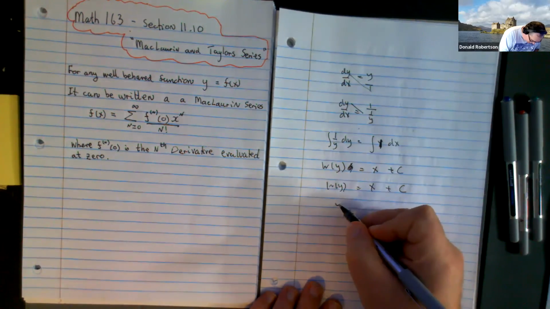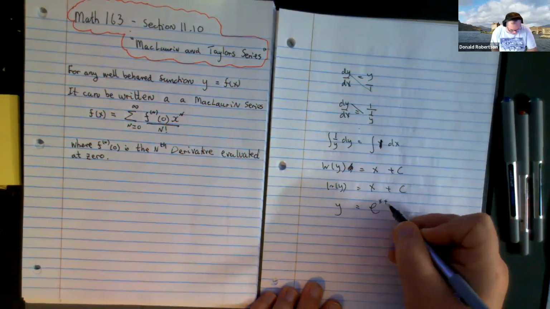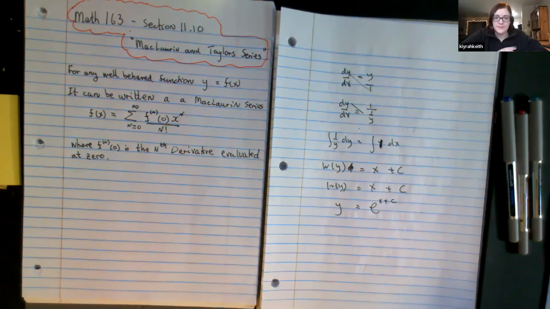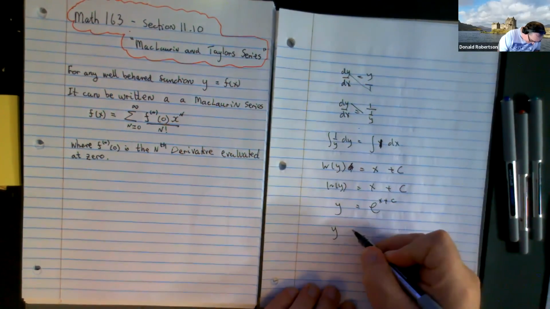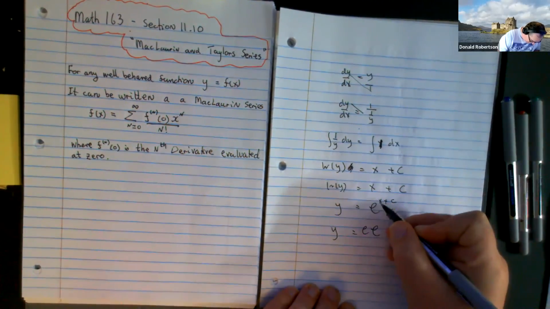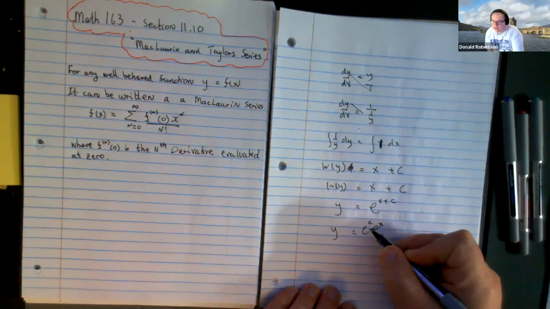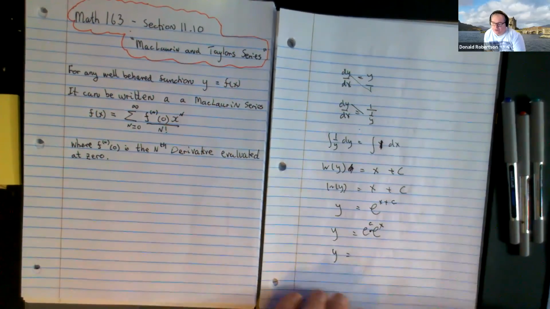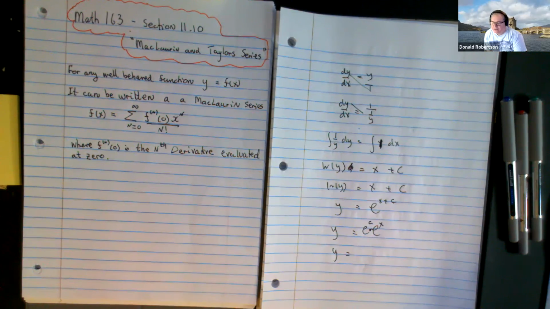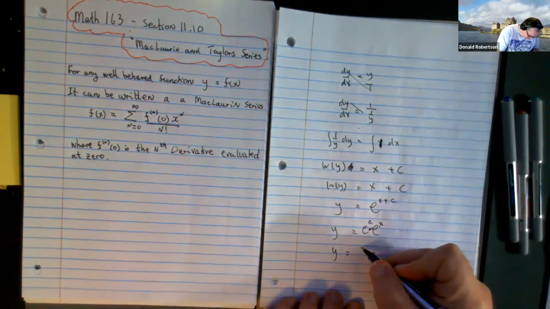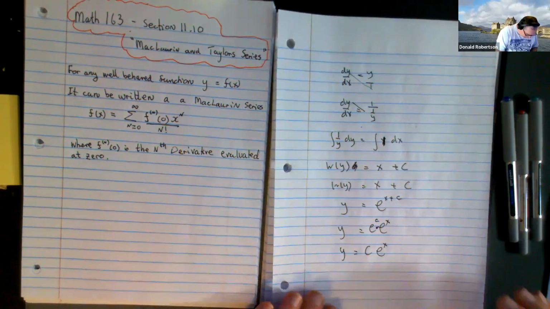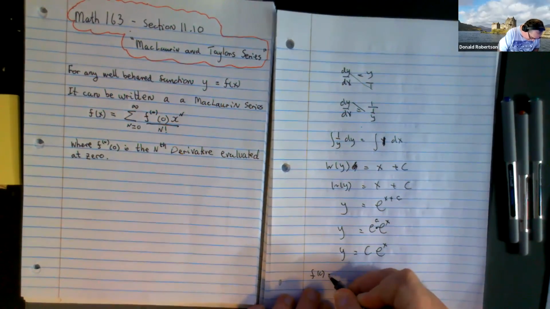Now, if you take both sides to the power of e, you get y is e to the power of x plus c. And then they're going to do this little sneaky thing. It's e to the c times e to the x. And then you say c is an arbitrary unknown constant number. e to the c is just an equally arbitrary constant unknown number. So why don't we just call it c? And you've got this. Now, you know the function at 0 is 1.